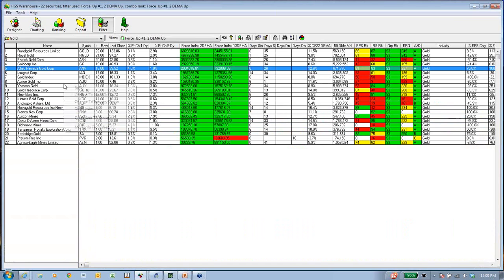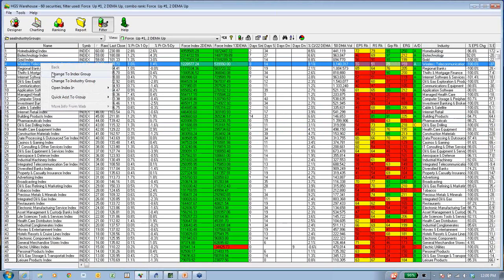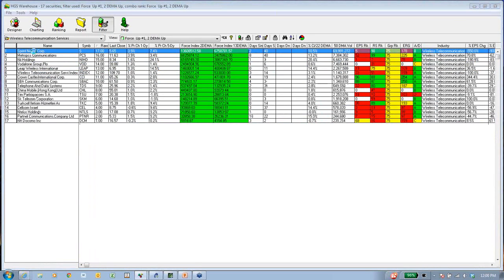Enough of gold. This is what I do with my analysis. I go back and forth. Wireless telecommunications, not a sector that I've done well with over the years.